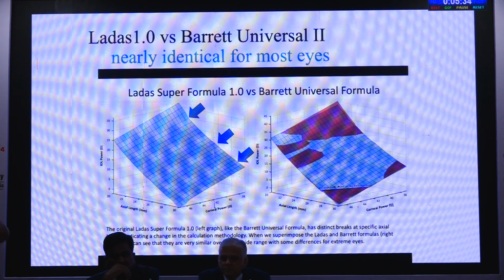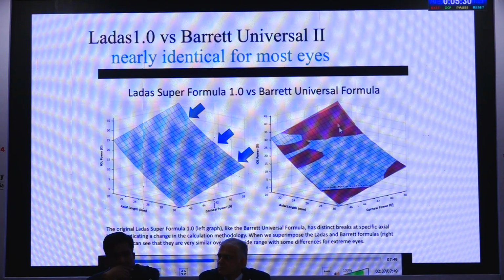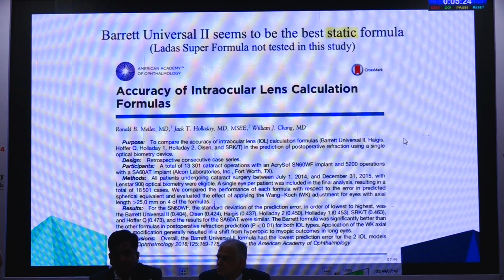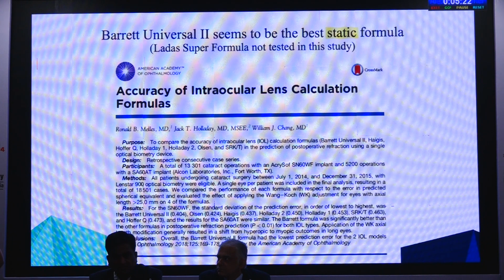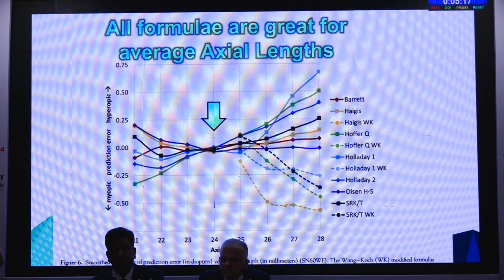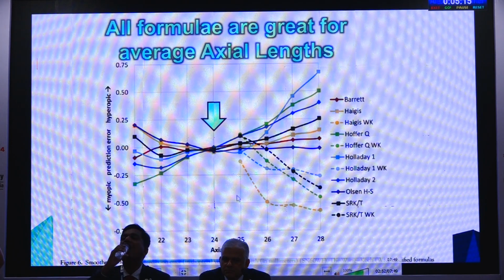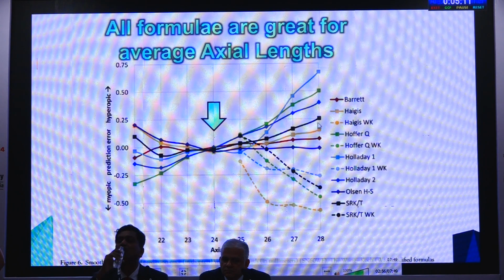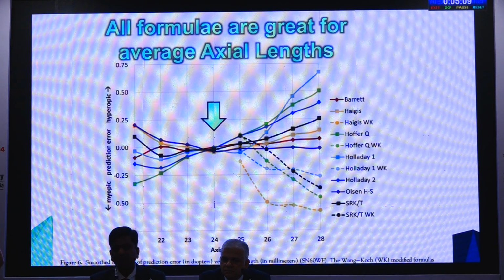If you compare our old 9-year-old Lattice Super Formula to the Barrett Universal, you can overlay the two graphs, and you can see there's a lot of commonality, but there's areas where it differs, especially here. So here's a paper that came out, which we thought was very interesting. So of the best static formulas, it was Barrett Universal 2. But look right here. At an average eye, every formula works great. It's the unusual eyes where the formulas start to differ so much. And so you say, well, I'm smart. I've changed my A constant.